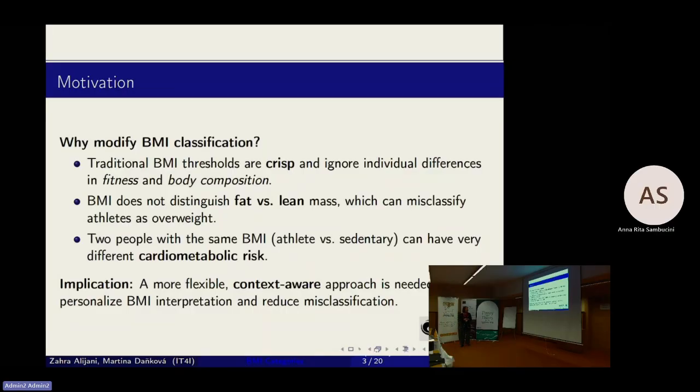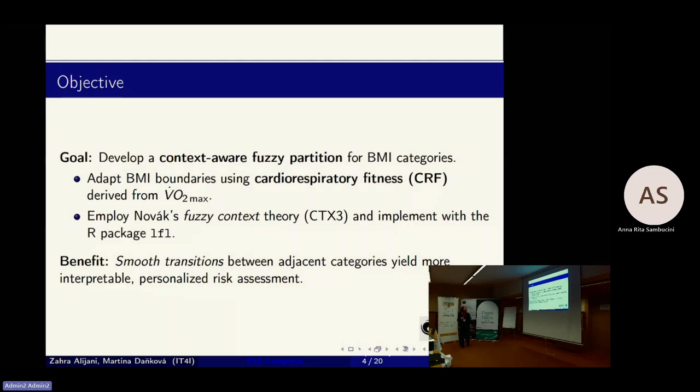So what is the purpose? What did we do, what is the objective? We wanted to develop a context-aware fuzzy partition for BMI categories to change the lines of the classes smoothly, since they cannot be crisp, and adapt the BMI boundaries using cardiorespiratory fitness. For short, we call it CRF, which is derived from VO2 max. Later, I will explain what VO2 max is because it is a very important measurement in our data.